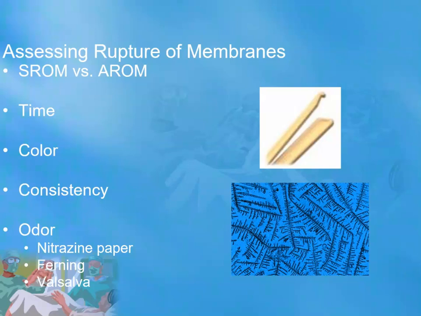So we look at the color. The consistency can be really watery. It could be really thick, like a pea soup consistency.